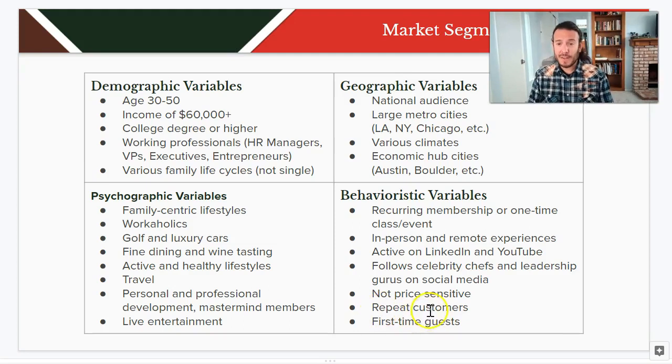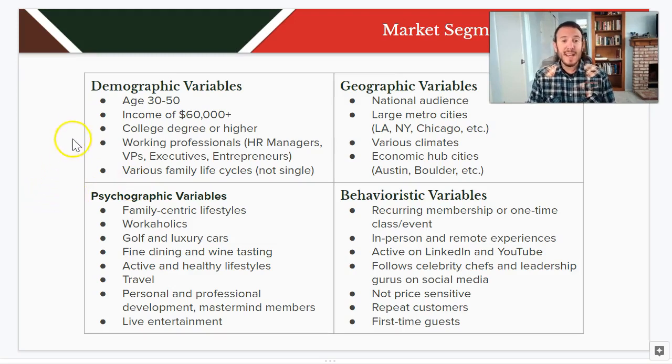We are looking for repeat customers. We want folks to come into our brand and our network and come back over and over again. And we're also looking for first-time guests, folks that have not experienced our brand before either. So these are our demographic, geographic, psychographic, and behavioristic variables. Going through this analysis gives us a better understanding of who our target audience is, or who our market segmentation is, and this will lead us to be able to create some target audience personas.